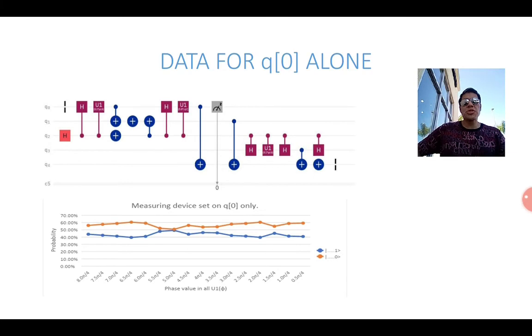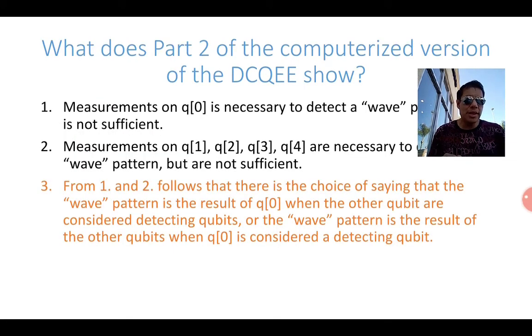Something that was not done in the delayed choice quantum eraser experiment in the lab, which you don't see in the paper. If you look at the paper, you'll see that there's no data for just detector D0 alone. It's always joint measurements. So it makes you wonder, what happens if you just measure D0 alone? I did that here, and as you can see, I just get a flat line, and I don't get a flat line when I measure with the other ones. But if I remove Q0, then the wave pattern disappears. So I'd be saying, what's going on here?